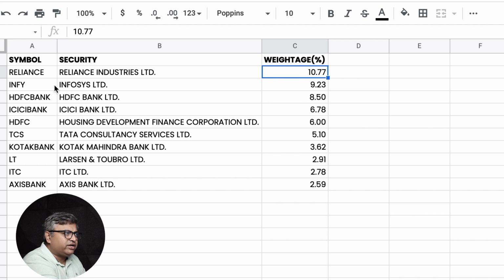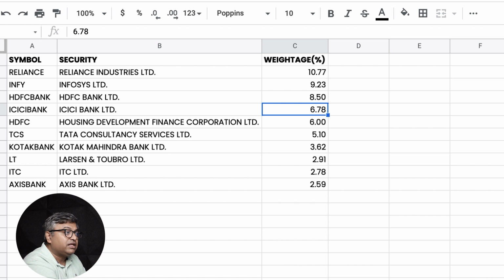Now, let's take that theoretically, because it's not exactly that you can invest 10 rupees 77 in Reliance today. But again, of that 100 rupees, 9 rupees 23 has to go to Infosys. 5 rupees 10 paisa has to go to TCS, 5.1%. Similarly, if you look at financial services, there's HDFC Bank with 8.5%, HDFC with 6%, ICICI with 6.78%, and so on. These are weightages that will roughly change every single day.